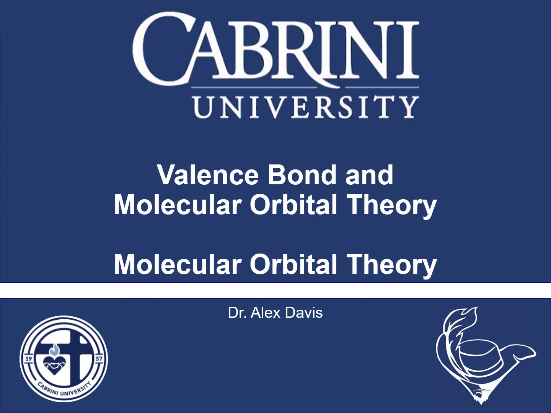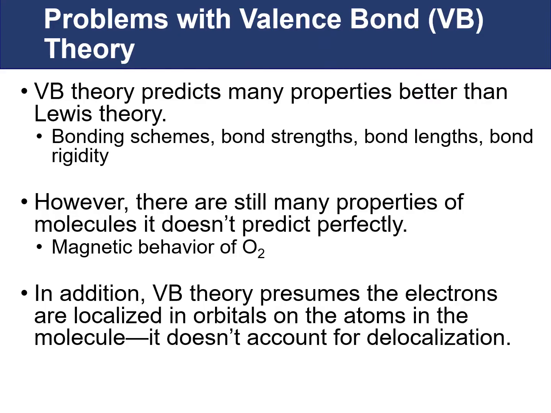In this video, we will be introducing the concept of molecular orbital theory, which builds upon our previous valence bond theory. While valence bond theory does do a much better job than Lewis theory at predicting certain parameters, such as the bonding schemes, bond strength, bond length, and the bond rigidity, it does fall short in some aspects.